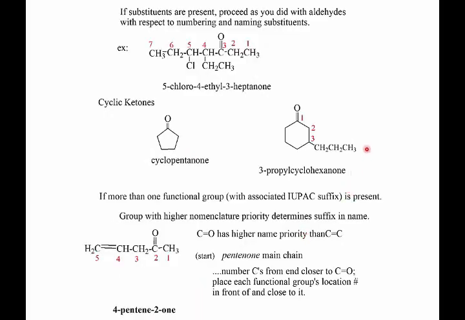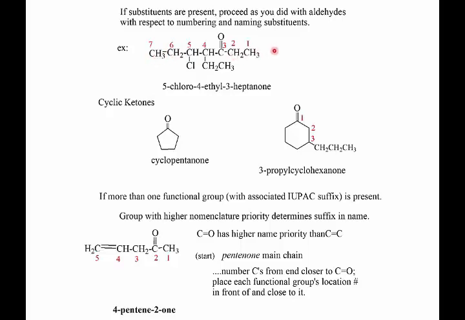All right, if substituents are present on the parent chain of a ketone, we'll proceed just as we did with aldehydes. You're going to provide a prefix name for each of the substituents. They're going to be named in alphabetical order, and a location number must accompany each substituent. In this example, let's first count the number of carbons. That's 1, 2, 3, 4, 5, 6, 7. Heptane's a starting name. Change that to heptanone.